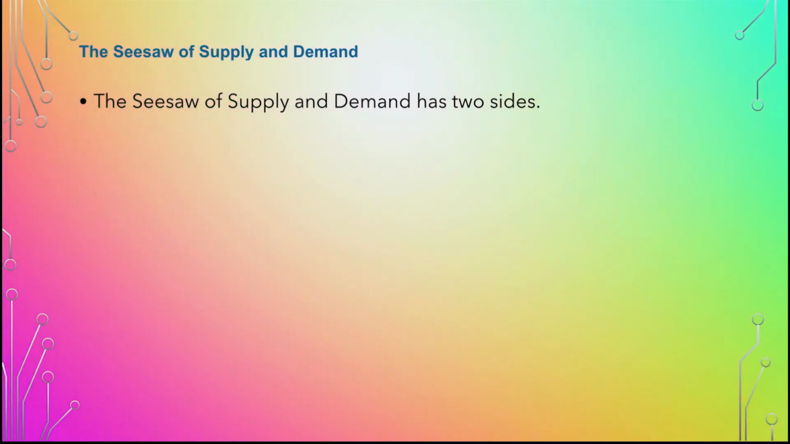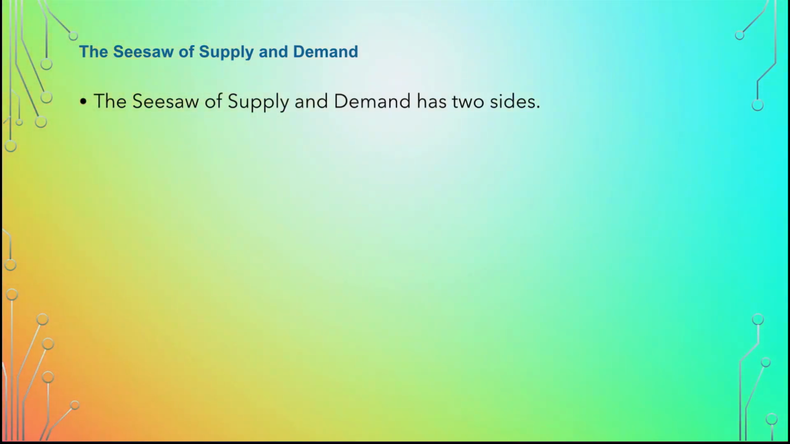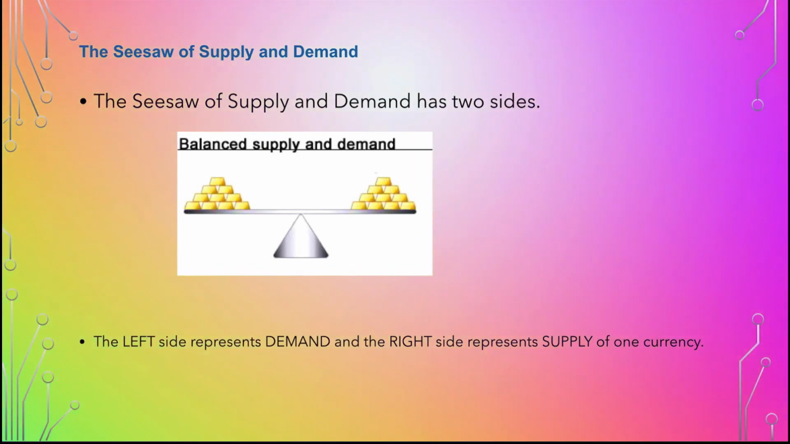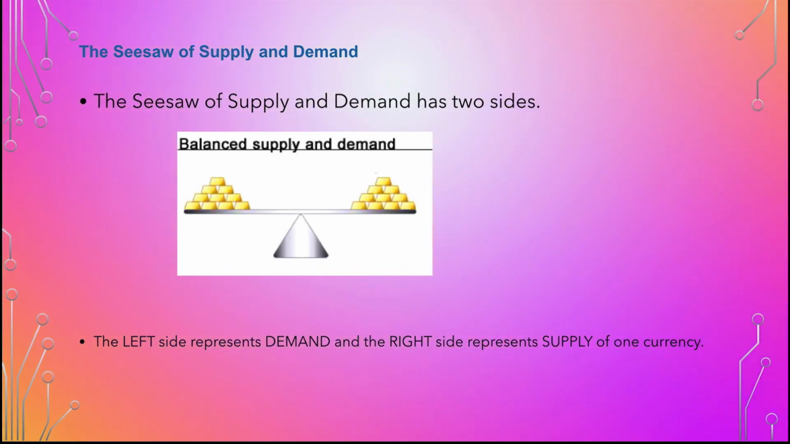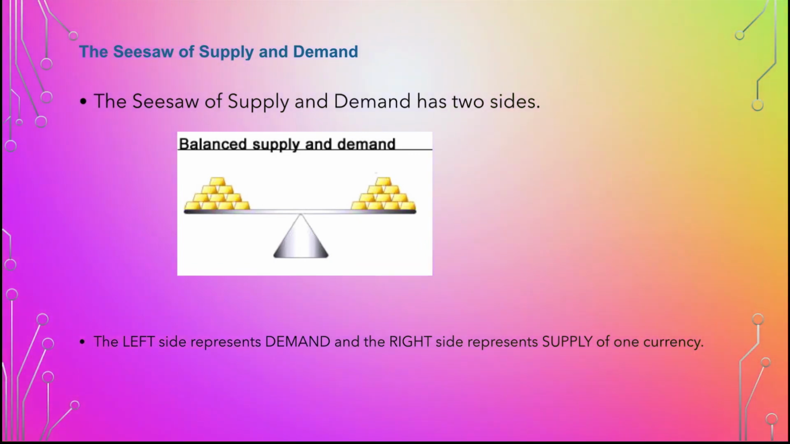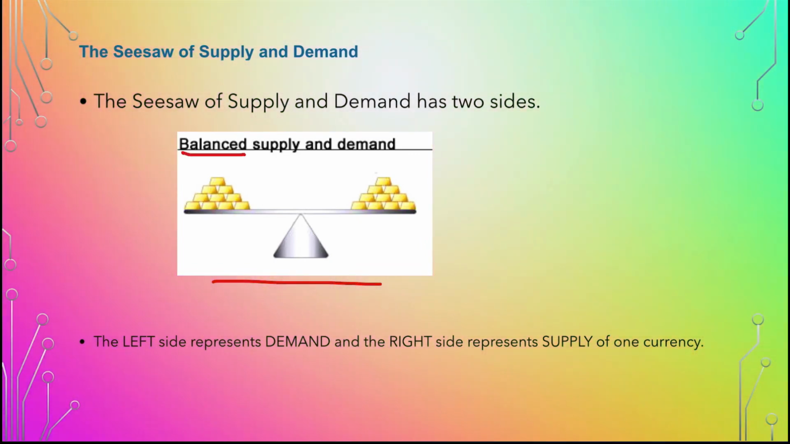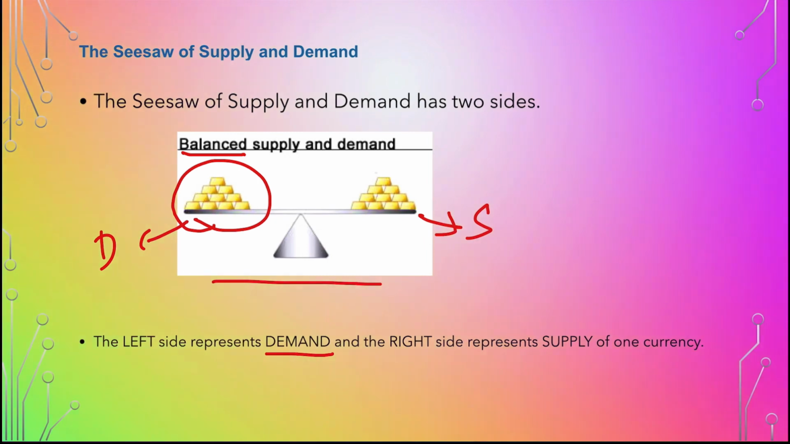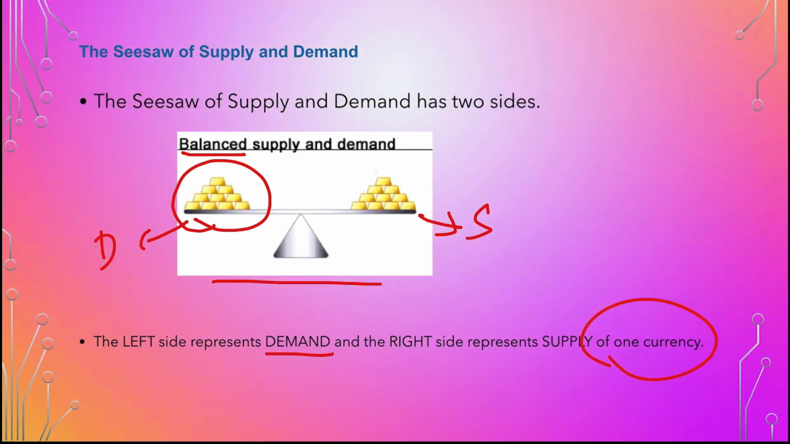I think we can understand it better when you see the seesaw of supply and demand. The seesaw of supply and demand has two sides, the right side and the left side. Okay, so based on this diagram, this is a balanced supply and demand. This one is the demand side and this one is the supply side. The left side represents demand and the right side represents supply of one currency.